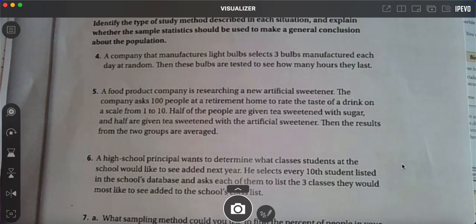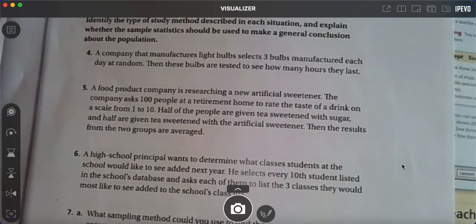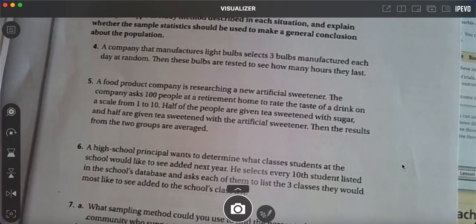A food product company is researching a new artificial sweetener. The company asks 100 people at a retirement home to rate the taste of a drink on a scale from 1 to 10. Half are given tea sweetened with sugar, half are given tea sweetened with artificial sweetener. Then results from the 2 groups are averaged. I would think it's an experiment. Survey? You're taking a survey of 100, but they're also doing something and you're getting results from that. I would say it's an experiment, and a controlled experiment as well.